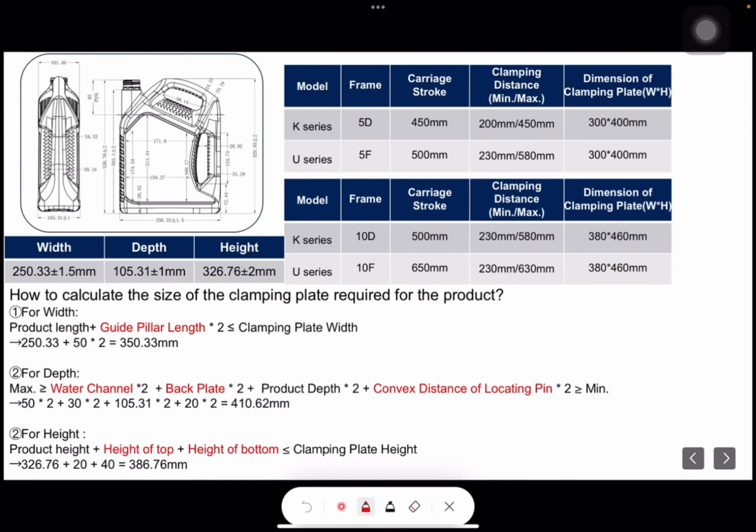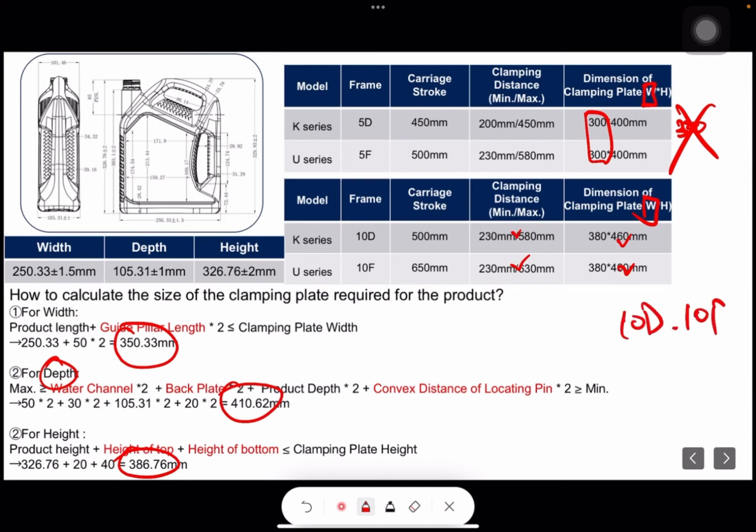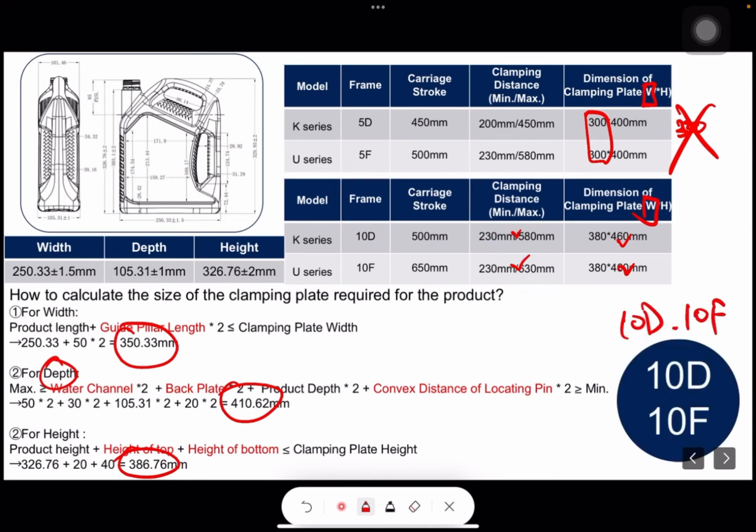Okay, actually all the same way we did. 350, 410, and 386. Compare with the width first. 300, 300. No, of course, 500. 305 is not okay. So 5D, 5F, pass. And for the depth, 401, 410, 410 is okay. And the height, okay, okay. So also 10D and 10F. Let's check the answer. Yes, 10D and 10F.